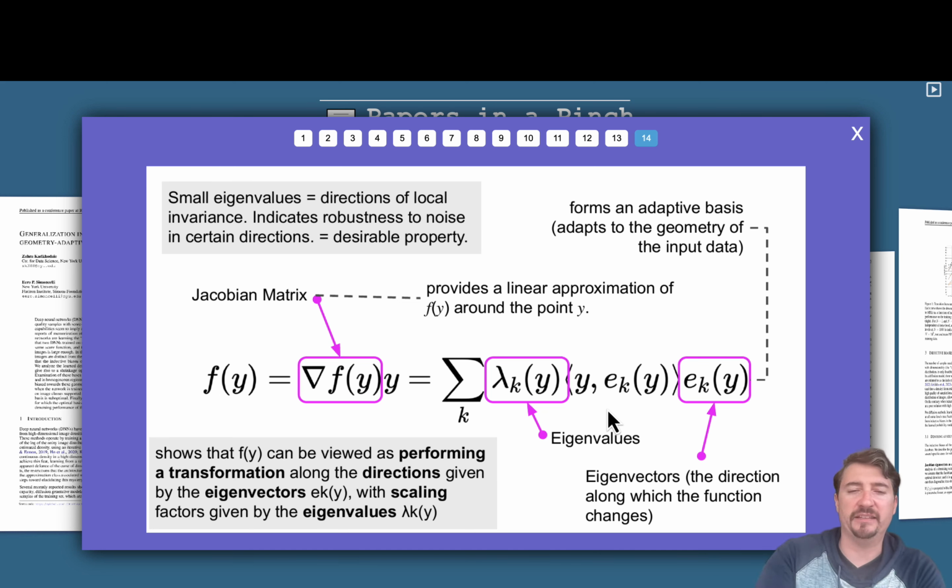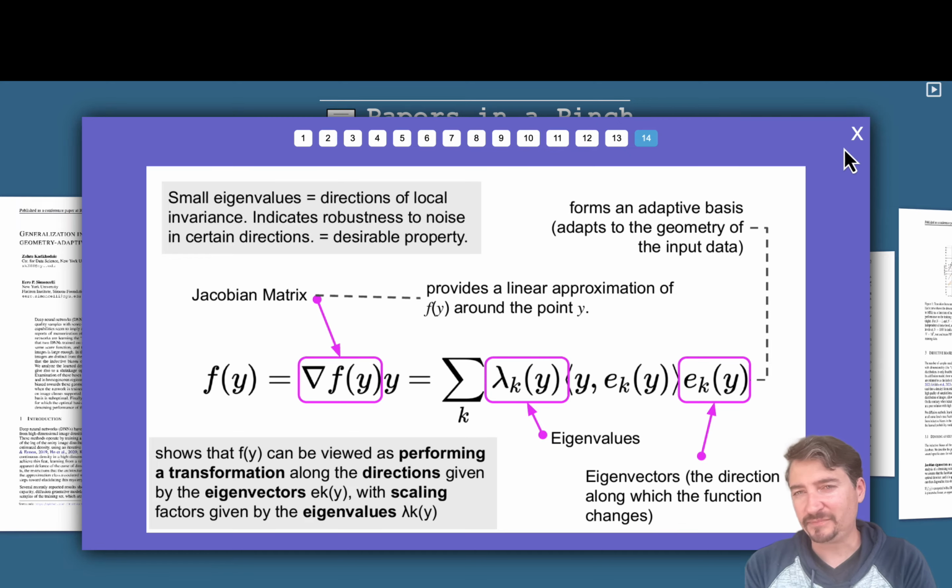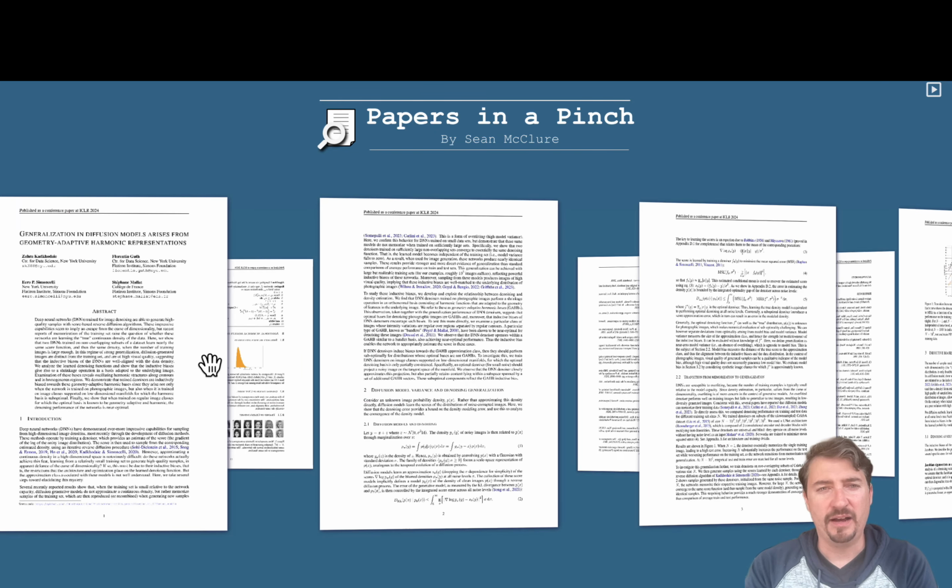That might help you design things going forward, right, if you choose the design path. So it shows that this f at y here can be viewed as performing a transformation along the directions given by the eigenvectors and scaled by the eigenvalues, as I just said. Okay, now let's jump into it and let's see what they found, okay?